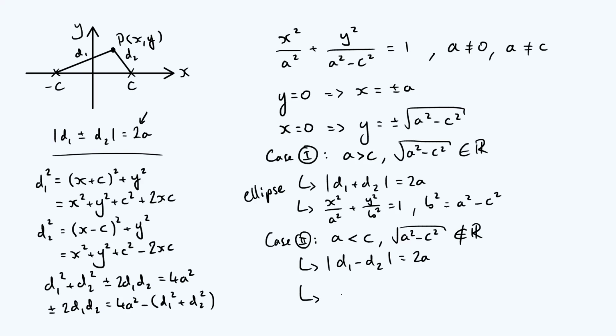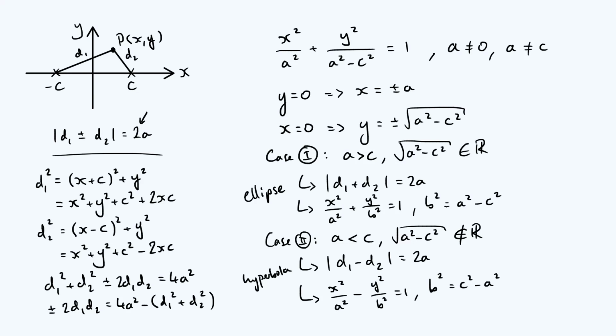And in terms of how to write your final equation, well, we keep our x squared over a squared. Now a squared minus c squared is a negative quantity. So what we do is put a minus sign in front of the y term, write it as minus y squared over b squared is equal to 1. This time b has a different definition, right? This time b squared is c squared minus a squared, and this of course corresponds to your hyperbola.